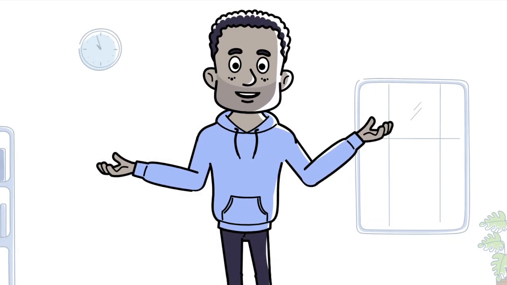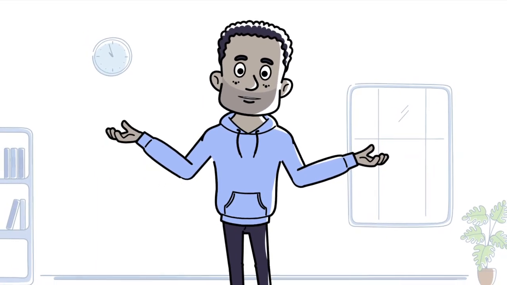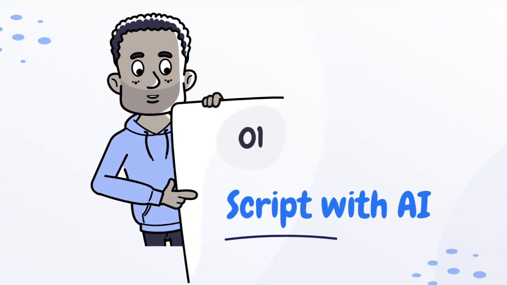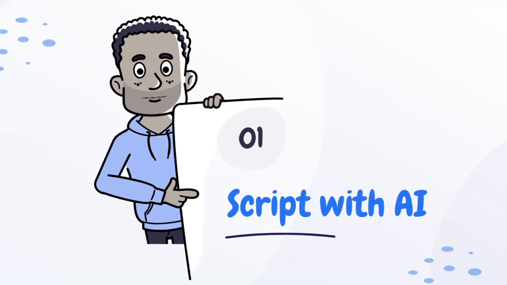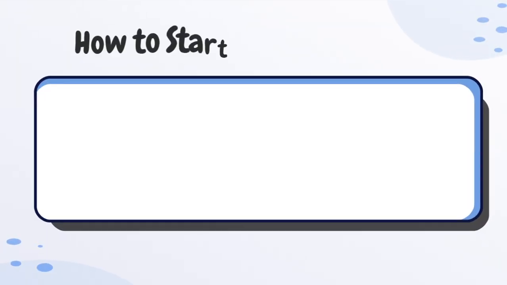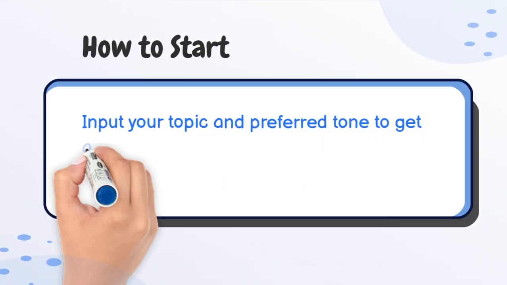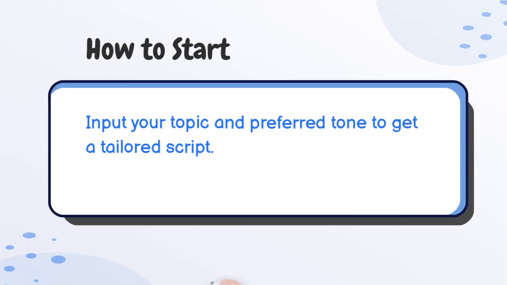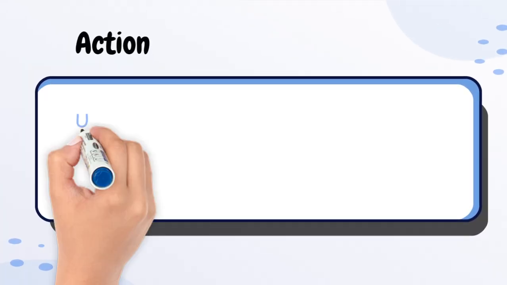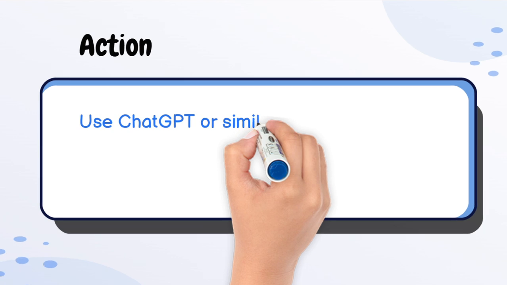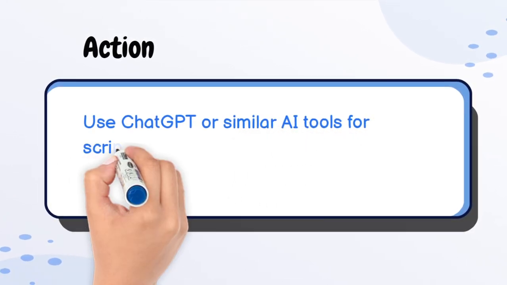Let's explore the straightforward steps to create your video. Begin by letting AI handle your script writing. How to start: input your topic and preferred tone to get a tailored script. Action: use ChatGPT or similar AI tools for scripting.